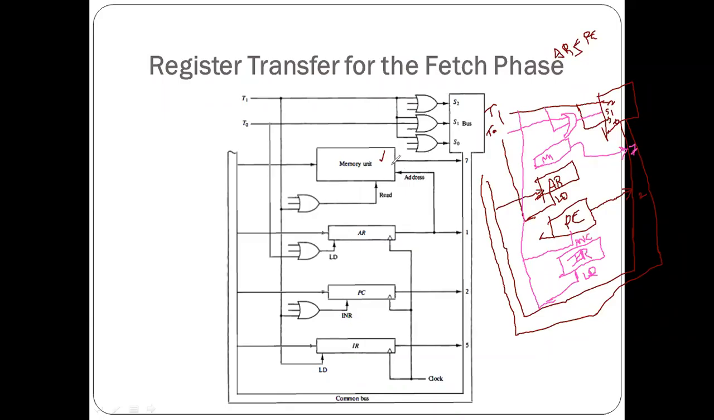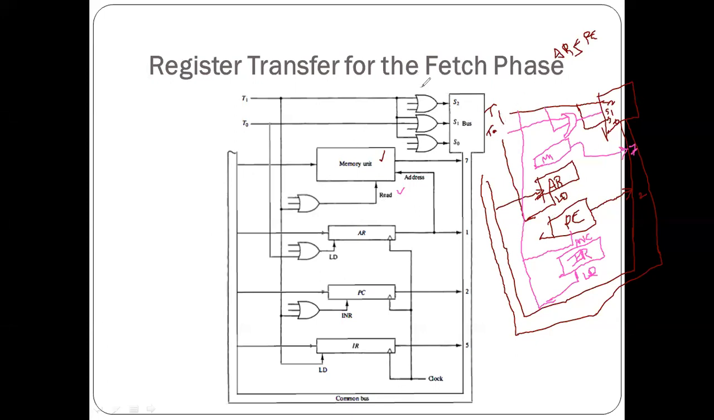So as and when the address is available, this memory unit won't place the data onto the common bus unless it has the control signal. That's what is called memory read control, which has to be done in the T1 instant. So the same T1 is connected to this unit. Combined, these two micro operations T0 and T1 look like this.